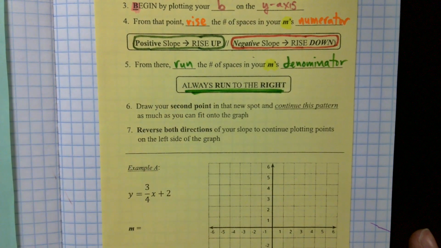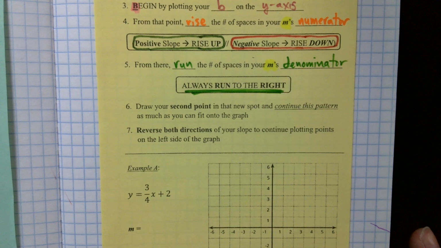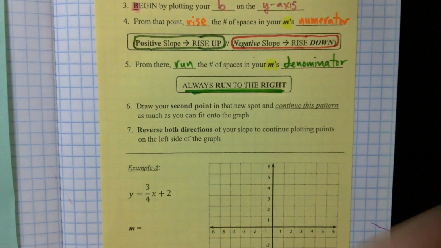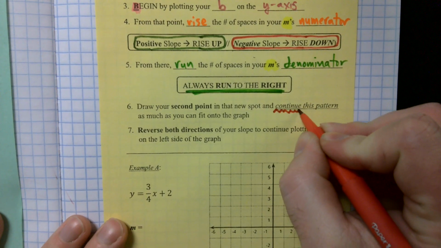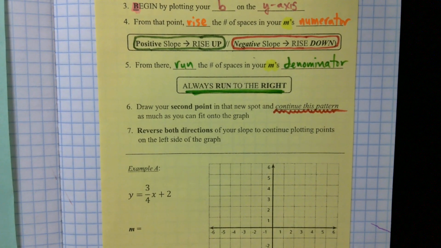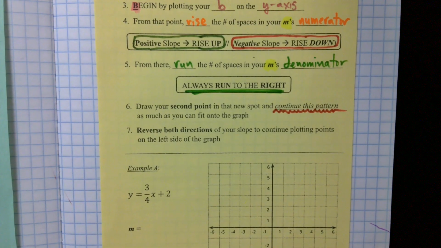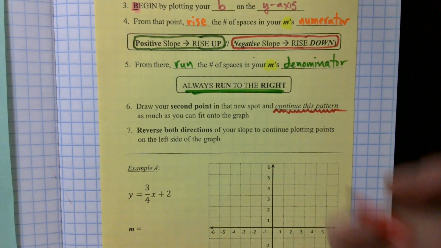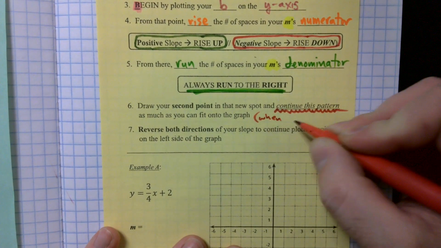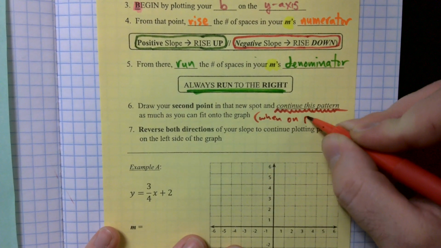Wherever I land after doing that rising and that running, that's where I make my second point. And I'm going to continue this pattern. We're going to continue this pattern as much as we can until we run out of space on our graph. Now we only need to do this when we're on paper.